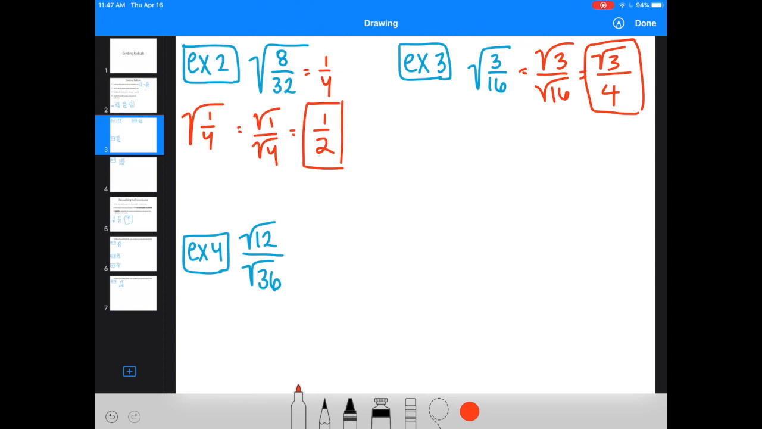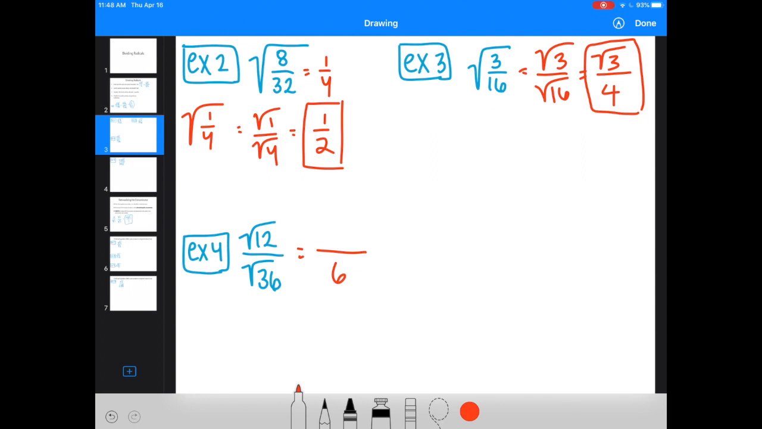All right, let's look at example number 4. I have the square root of 12 over the square root of 36. Here, it's already broken apart for us. So we already have that step. My job is just to simplify those radicals. I'm looking at those radicals and I see, okay, 36 is a perfect square. So I can simplify that down to 6.